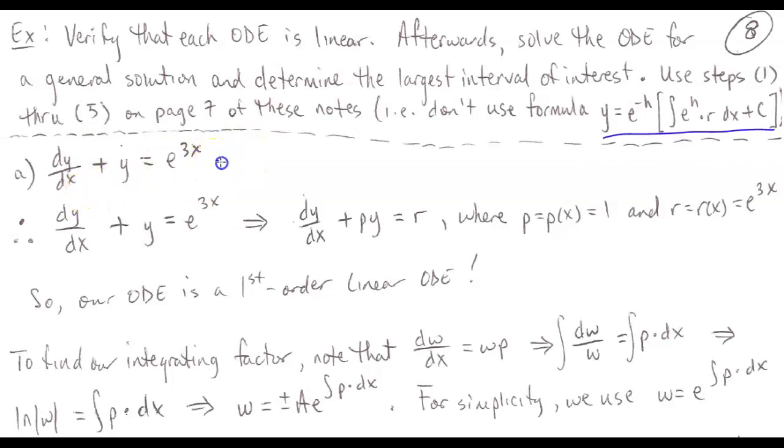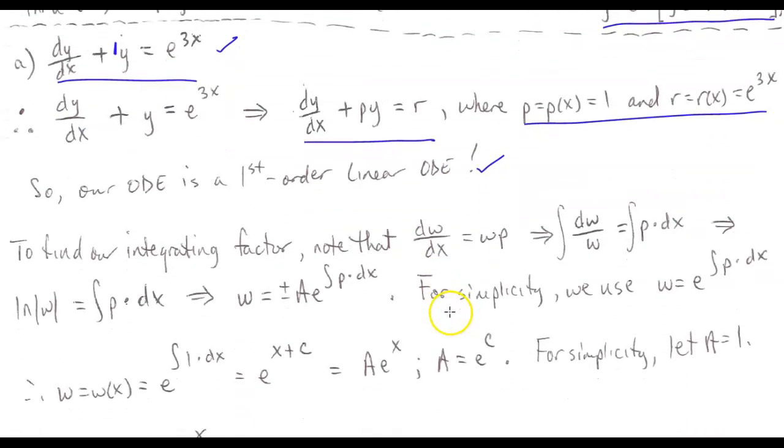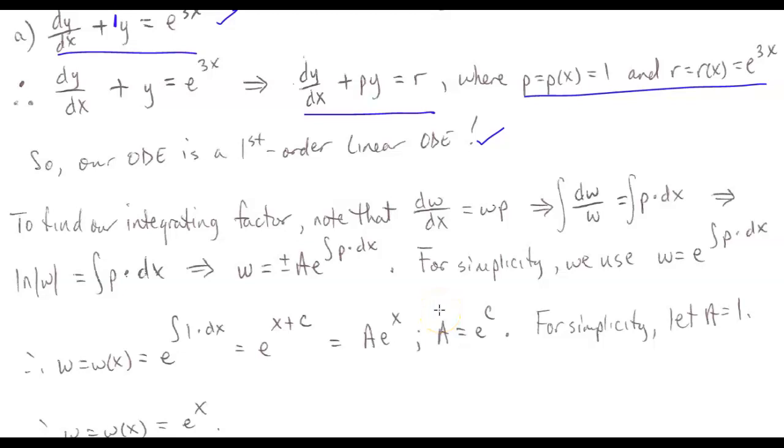So for this problem, here is our first order linear ODE, and we know that it's first order linear because this particular ODE fits the profile of this ODE, where our P is going to be 1 and our R is going to be e raised to the 3x. Okay, so that's what I have there. So we verify that it is a first order linear ODE. Now, since we're using the non-formulaic way of doing this, we first need to find our integrating factor, which is found by this equation.